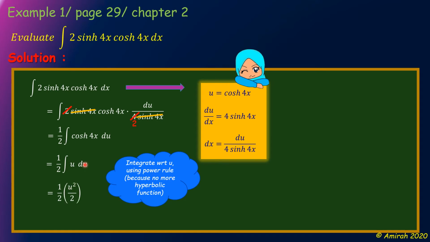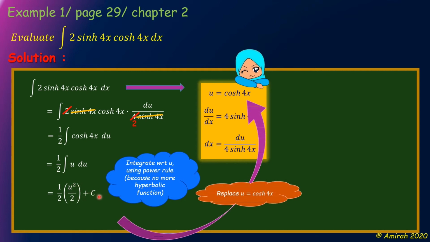So when we integrate, we still have the constant half outside here. Then we integrate u with respect to u using the power rule. So we have u squared over 2 plus c. And after that, we need to replace u in terms of cosh 4x. And then we simplify. So we have 1 over 4. We replace u by cosh 4x. So we have cosh squared 4x plus c. Okay, you got it?